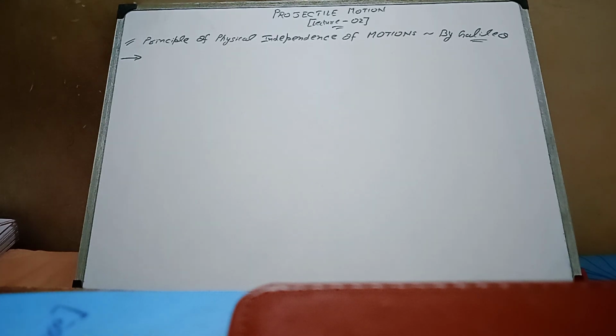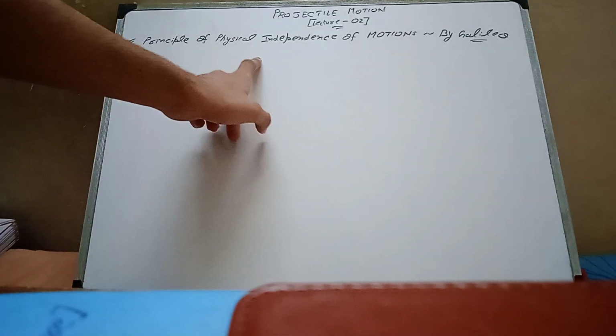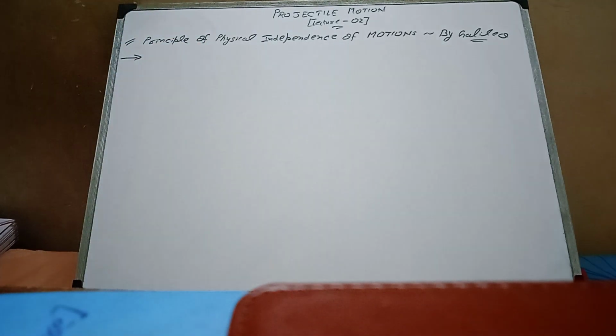So, in today's lecture, what we are going to discuss is projectile motion, lecture number 2. I have written a statement or a law or a principle in front of you. This is the principle of physical independence of motions by Galileo Galilei. This principle said that the horizontal motion and the vertical motion of a projectile motion are independent of each other. That is, the vertical motion does not affect the horizontal motion and vice versa.